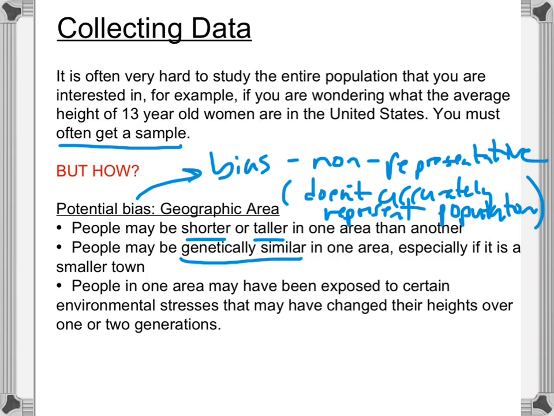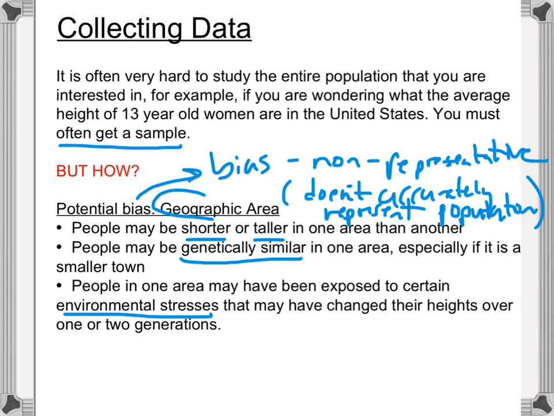People in an area might be exposed to a certain environmental stress that may have changed their heights over 1 or 2 generations. So I know certainly in large cities there's a lot of pollution. Now maybe pollution stunts growth, maybe a mother's exposure to pollution causes a baby to be stunted growth-wise in utero. So that may represent a bias.